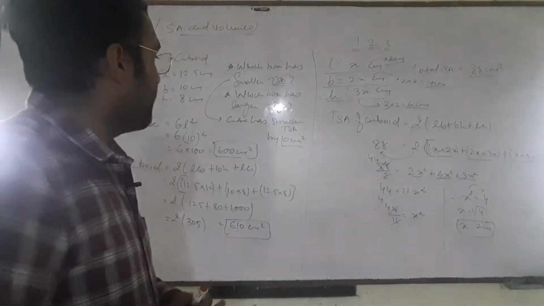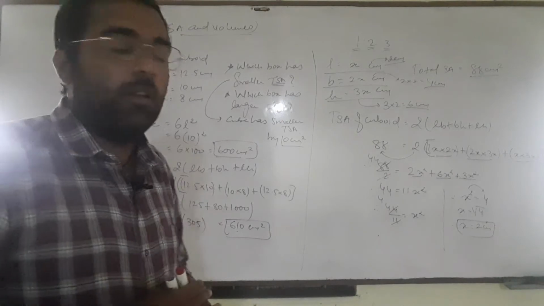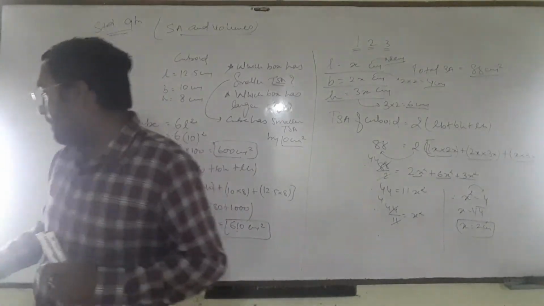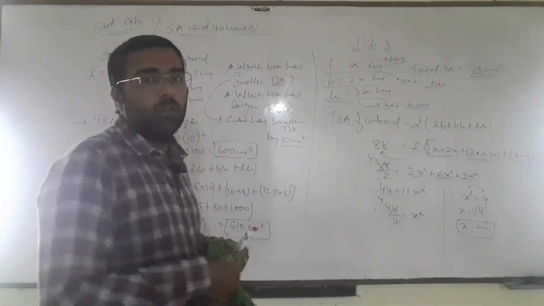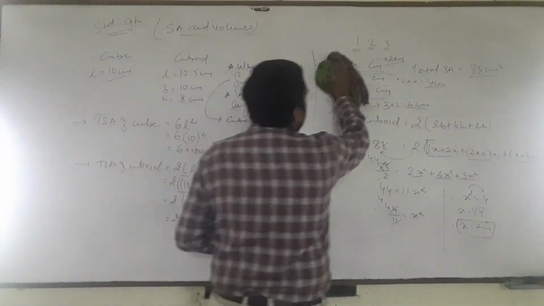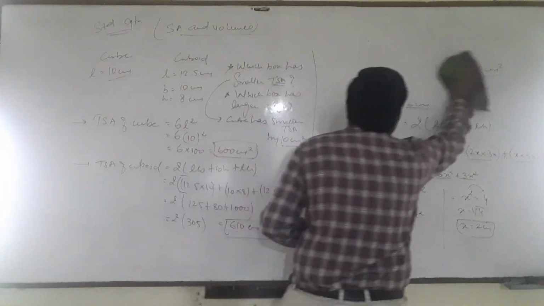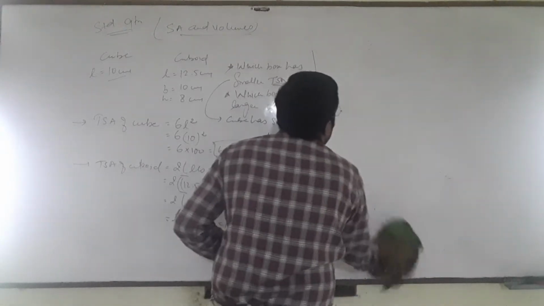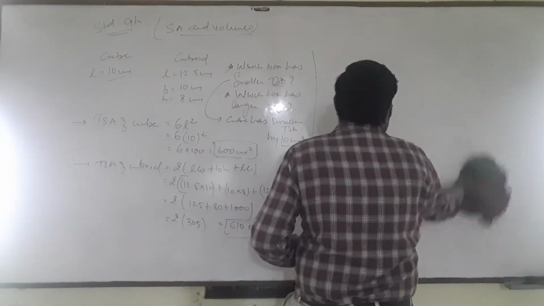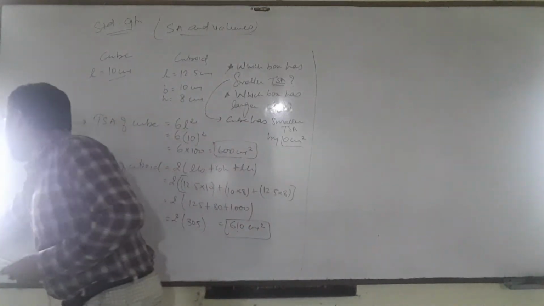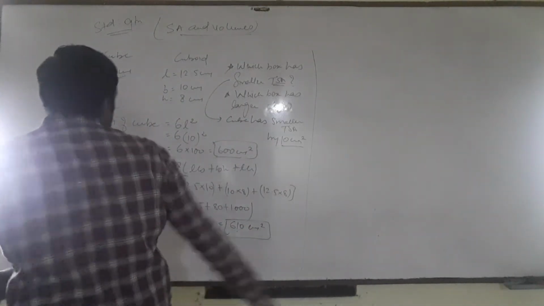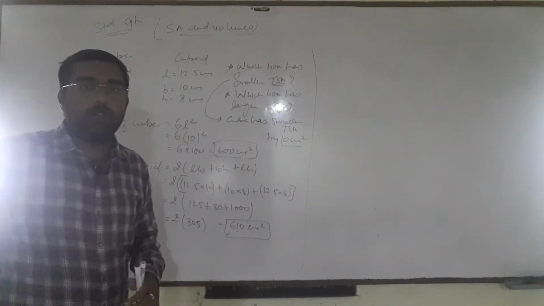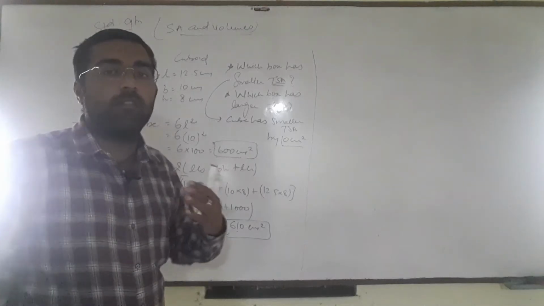Okay students, now we have to move to the lateral surface area for the cube and cuboid. So let's move to the lateral surface area of cube and cuboid. Now my question is, which box has a larger lateral surface area?